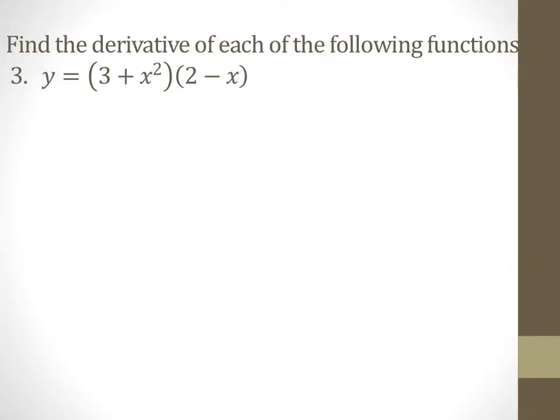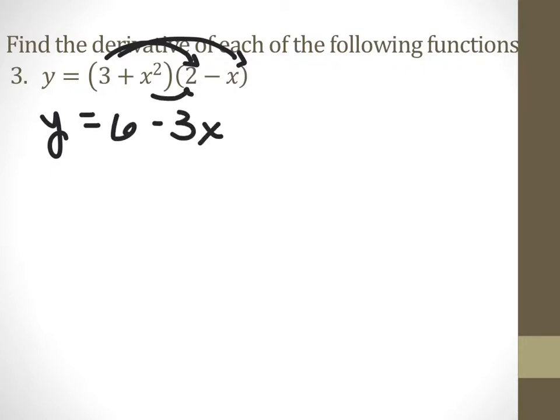For the next one, we want to distribute by what some of you would call foiling. Let's distribute the 3 to both the terms in the second factor. 3 times 2 is 6 minus 3x. Then take the x squared and multiply it through. X squared times 2 is 2x squared. X squared times minus x is minus x cubed. You can leave it in that order. It's in reverse exponential order, but that's not a problem.